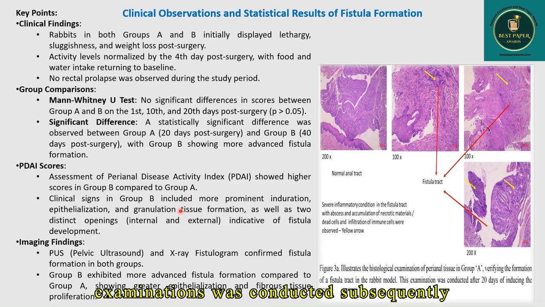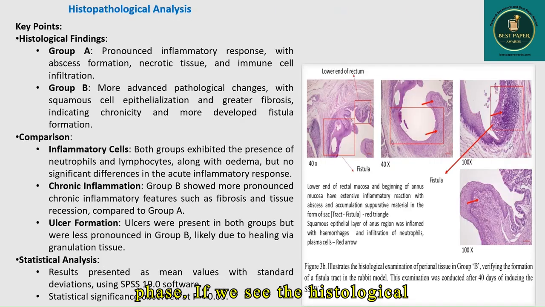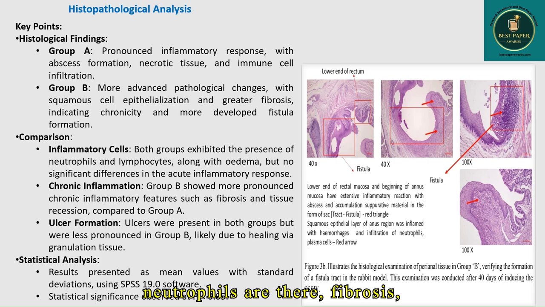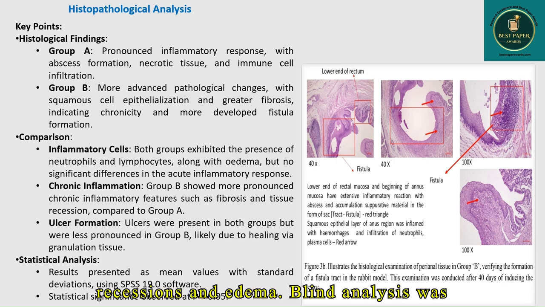Histological examination was conducted subsequent to the conclusion of the experimental phase. The histological images were analyzed for manual visual assessment of ulcers, looking at lymphocytes, neutrophils, fibrosis, recessions and edema. Blind analysis was performed by an expert on these slides.